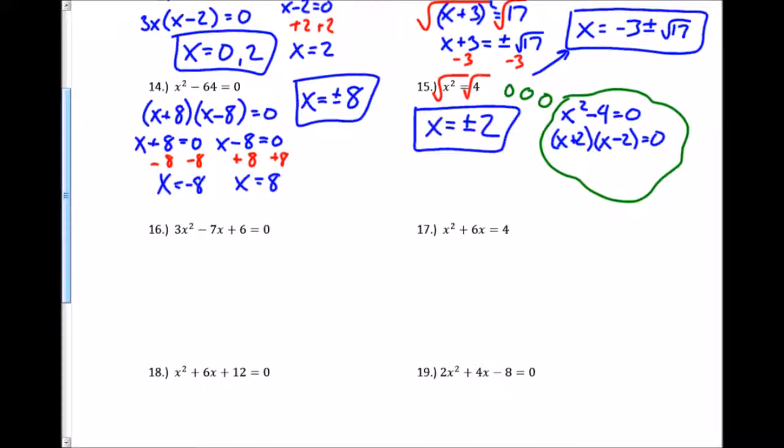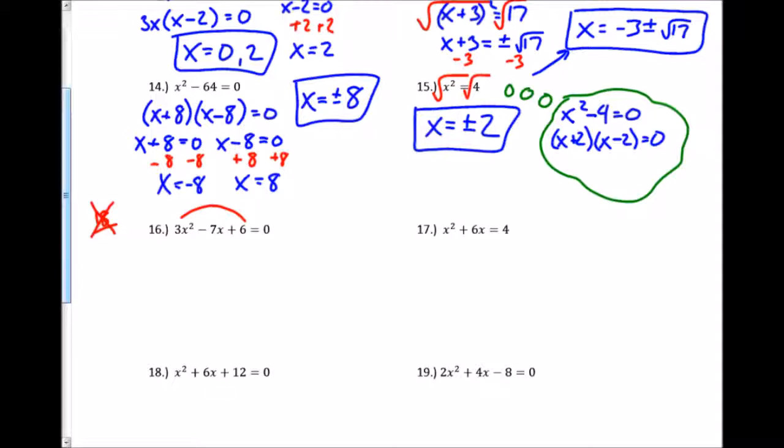Number 16, the way it's set up, I'm going to start by building a bridge. I'm going to check to see if I can factor this. So I build a bridge. That's a positive 18. Two numbers that multiply to a positive 18 but add to a negative 7. I can't think of any, so that's not going to happen, which means I just can't factor it.